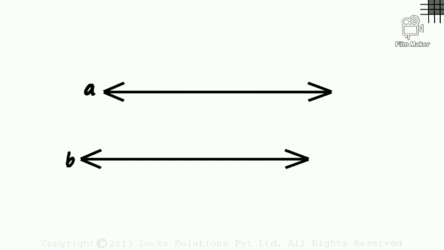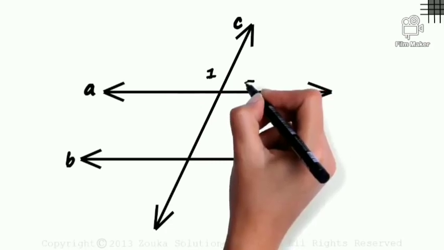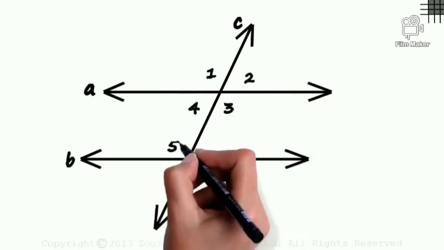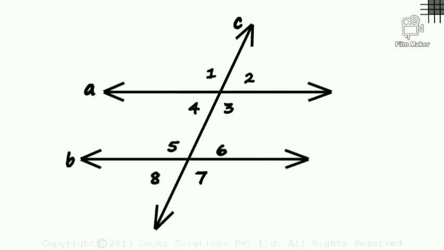Now, one more beautiful point you will see. Let us see the two parallel lines A and B, and transversal C. So here, how many kinds of angles, how many pairs? You will see 1, 2, 3, 4, 5, 6, 7, 8. Clear?